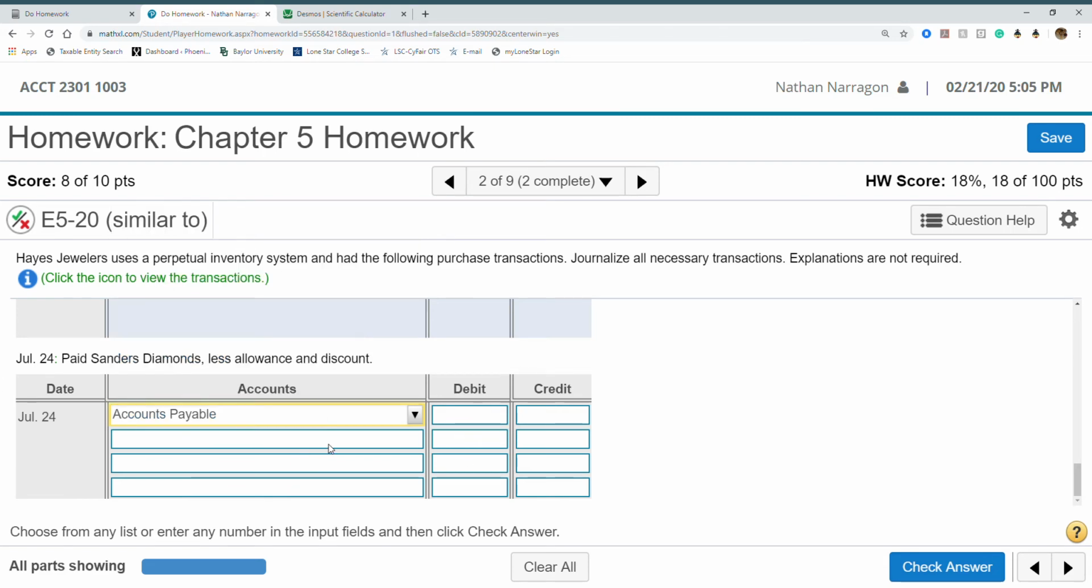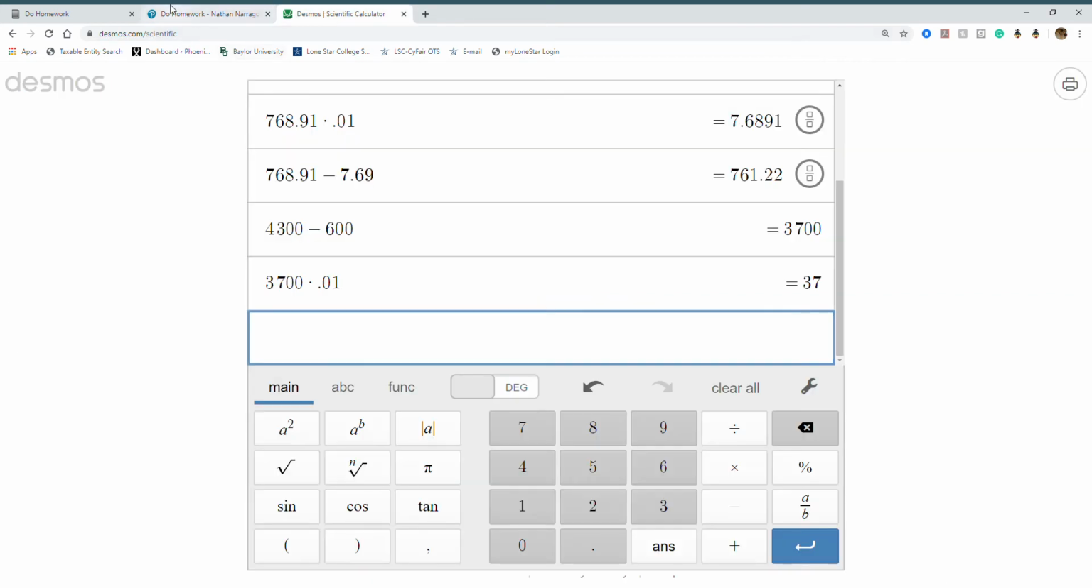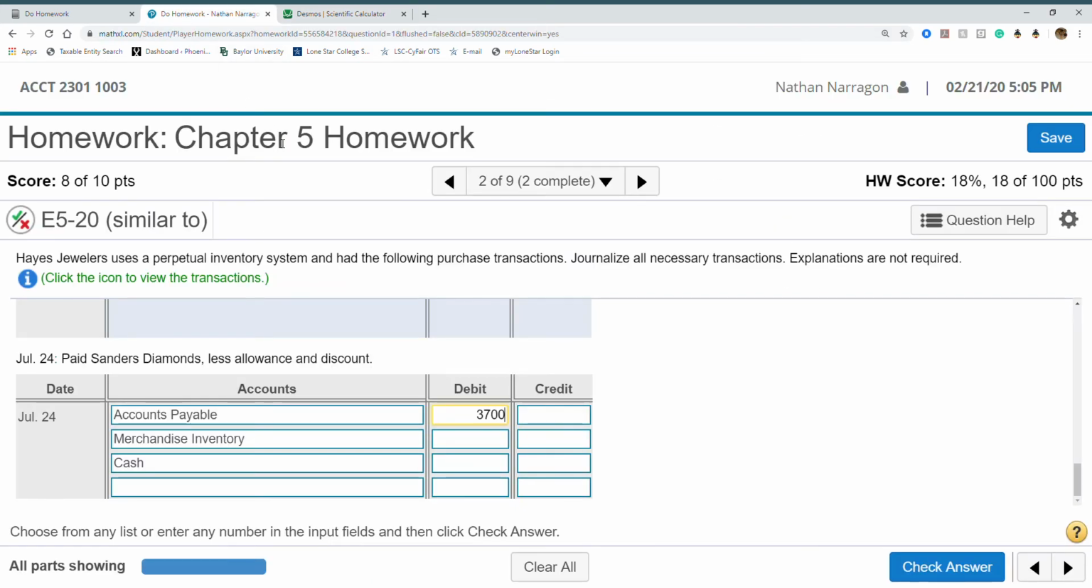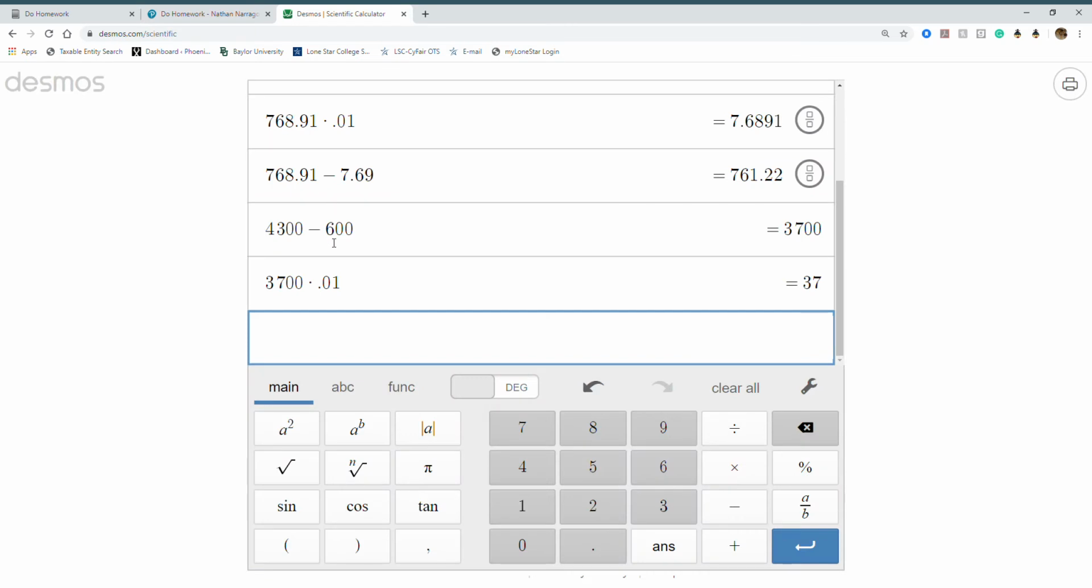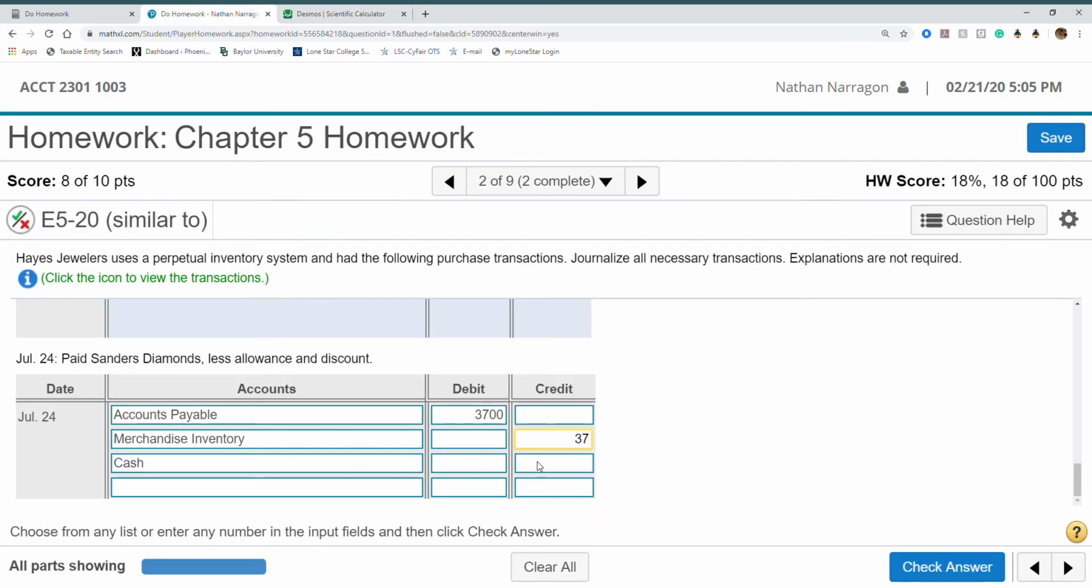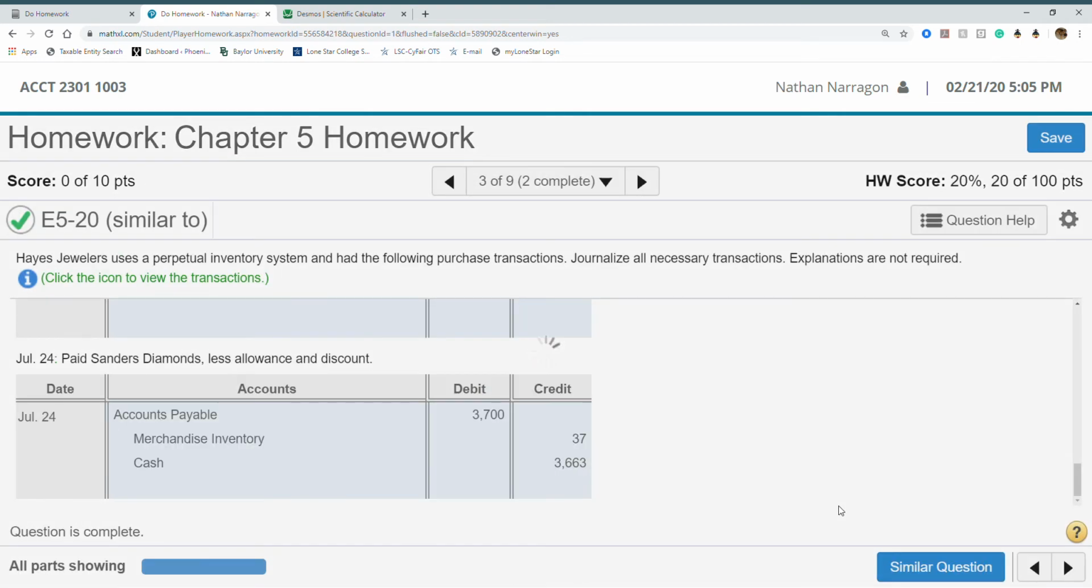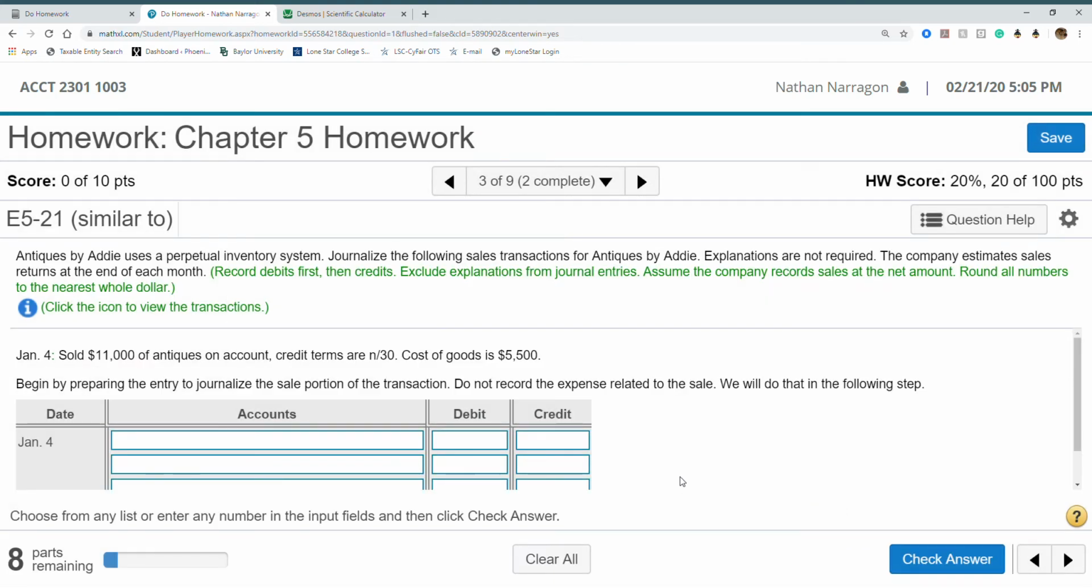So again, accounts payable gets paid off, merchandise inventory, then cash. So accounts payable was 3,700 because again we have to take out the allowance and basically how much do we still owe the company. Merchandise inventory is 37 bucks, and then of course we subtract it to get how much we paid in cash. Okay, that's really it.